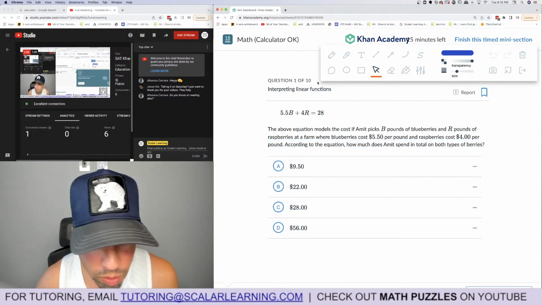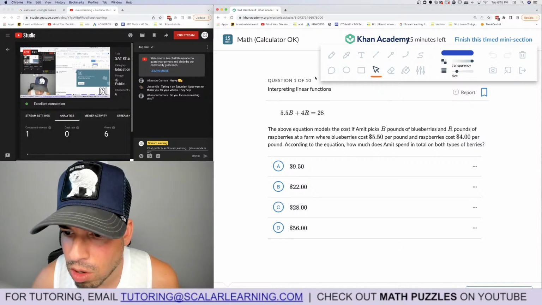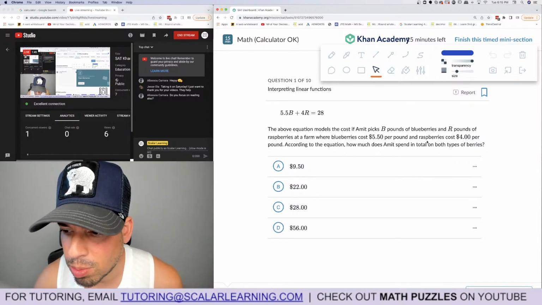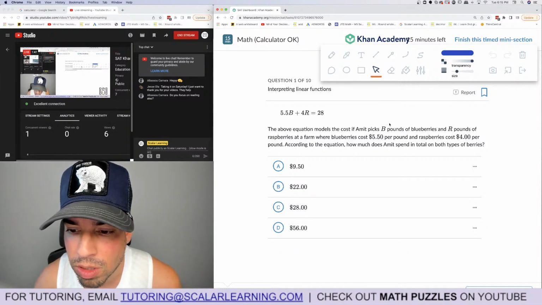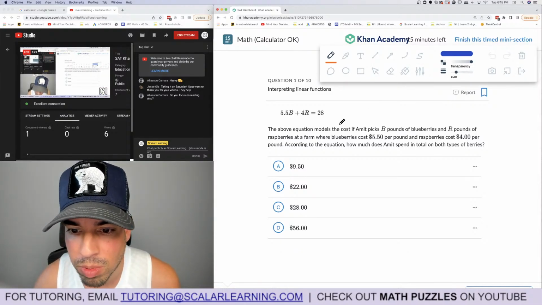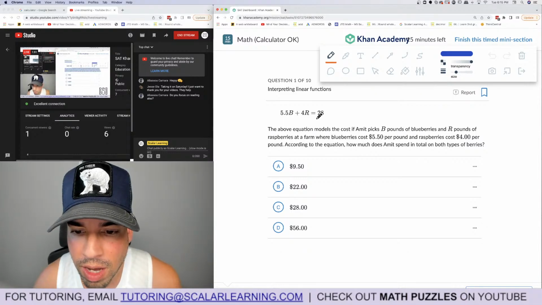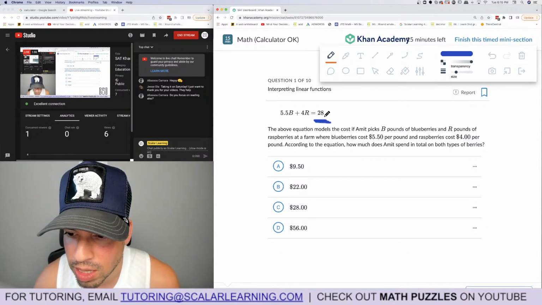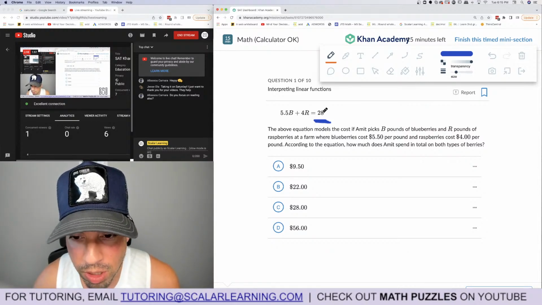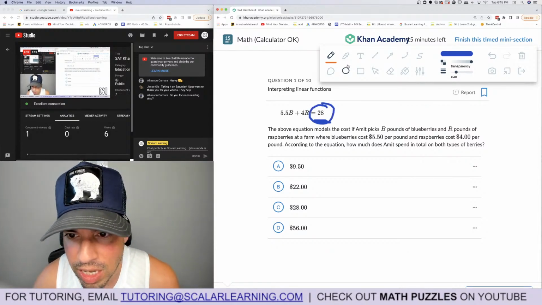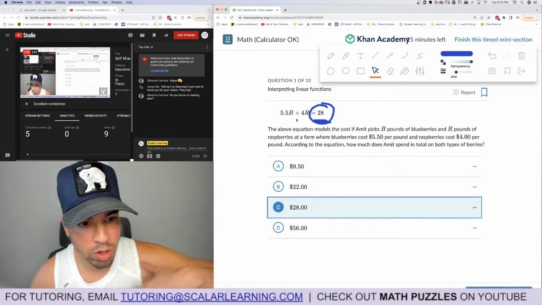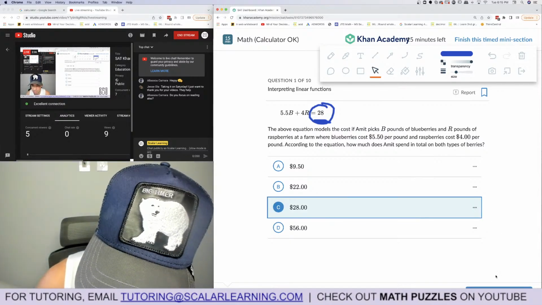All right, so the above equation models the cost of Almond picking B pounds of blueberries and R pounds of raspberries at a farm where blueberries cost $5.50 per pound and raspberries cost $4 per pound. According to the equation, how much does Almond spend in total on both types of berries? Got it. So it's just an interpretation question of the equation, right? We don't know how many pounds of each berry, but we do know that everything is going to equal 28, which means that the total amount he's going to spend, regardless of the combination, is going to be $28. Boom, done.